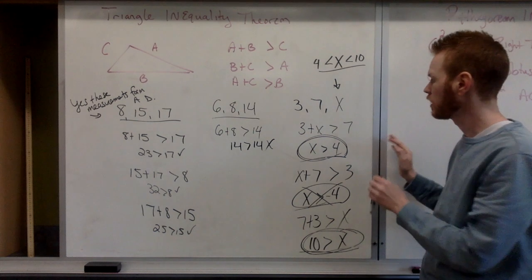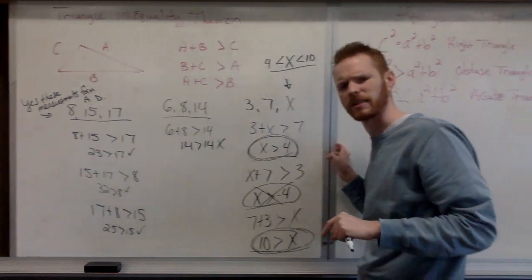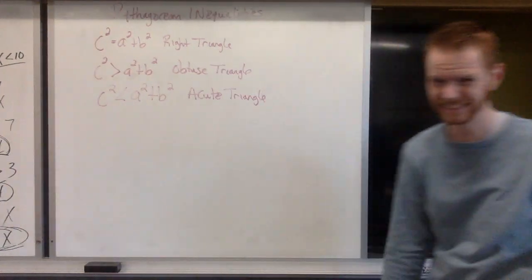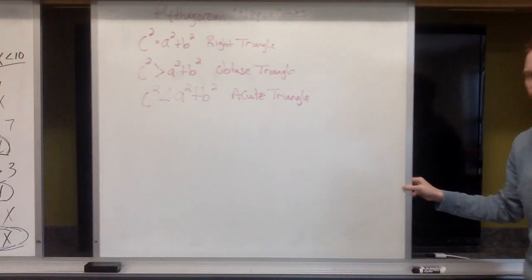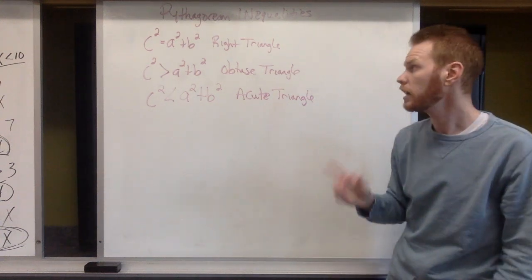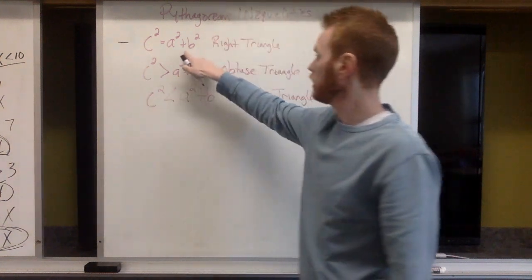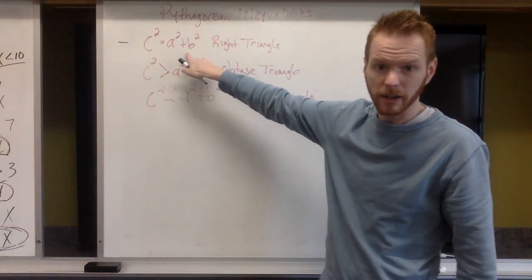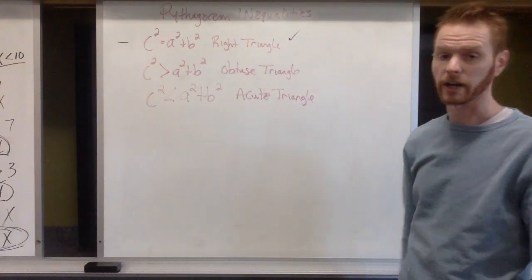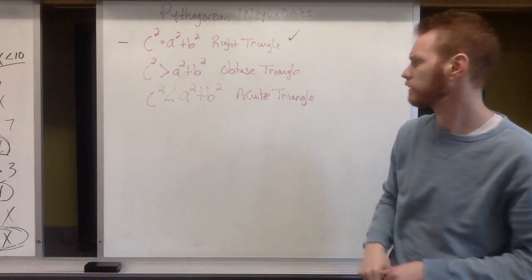Okay? All right, now, how do we incorporate this with Pythagorean theorem? I am so glad you asked that question. Here it is. Okay? So this is the Pythagorean inequalities. And notice, the first one we kind of know already. If the sides squared and added together equals the hypotenuse squared, we have ourselves a right triangle. And we talked about that with the converse of the theorem as well.